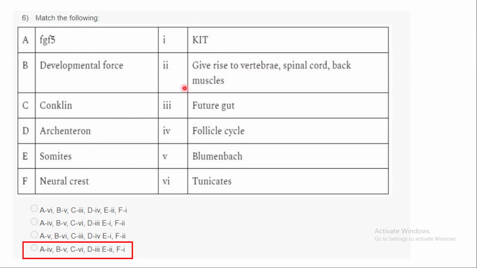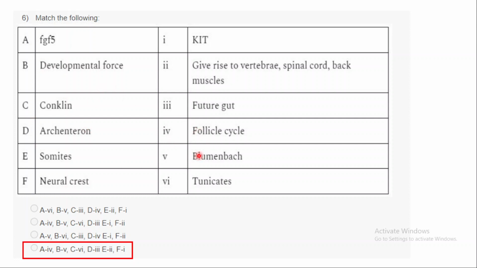Neural crest cells by the protein KIT. FGF5 also plays a role in follicle cycle or hair growth cycle. So the correct answer would be option 4, FGF5 for hair growth follicle cycle.